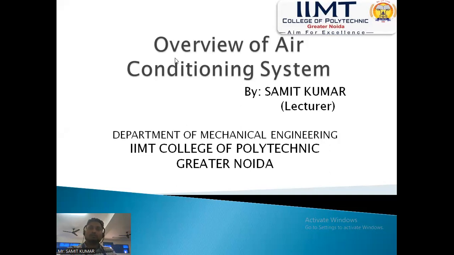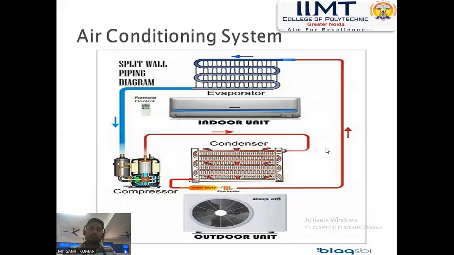So I will discuss an overview of the air conditioning system. Here we can see the air conditioning system. There are three components: one is a condenser, another is an evaporator, and the third is a compressor. All three components work with each other in a complete cycle, and then we obtain the desired temperature. Here we can see the pipe diagram of the air conditioning system.